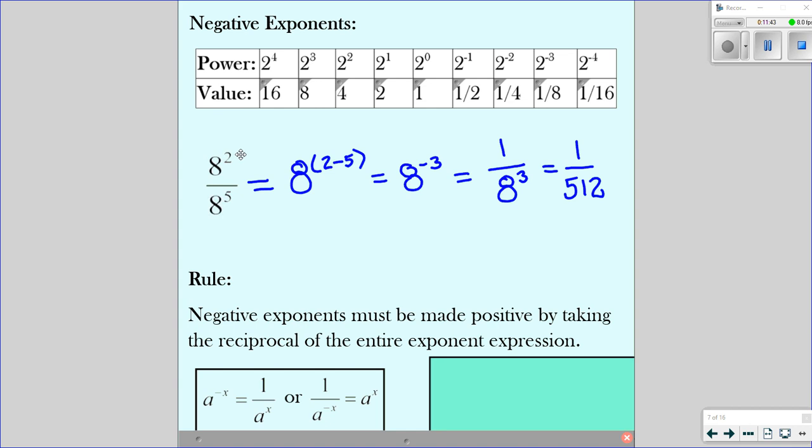We have 8 to the 2nd over 8 to the 5th. So same base, you subtract, it will be 2 minus 5, but you know you're going to end up with a negative number, so 8 to the negative 3rd power. It's a negative exponent, so we're going to do the reciprocal. We're going to do 1 over 8, make that negative power into a positive power, and then simplify, which would be 1 over 512. So again, negative exponents must be made positive by taking the reciprocal of the entire exponent expression. And that's how you deal with negative exponents.